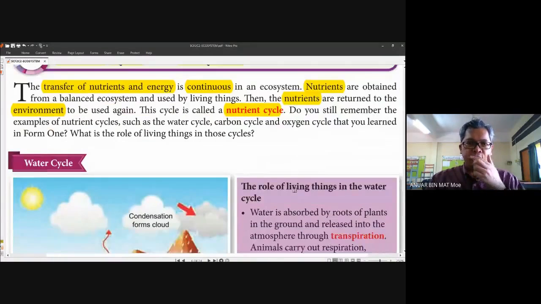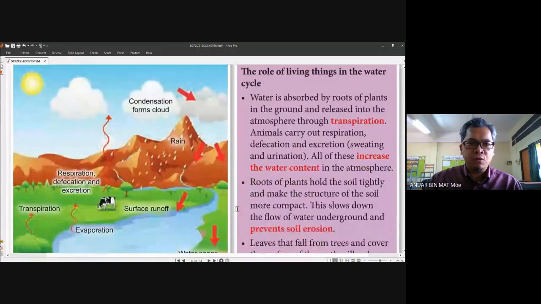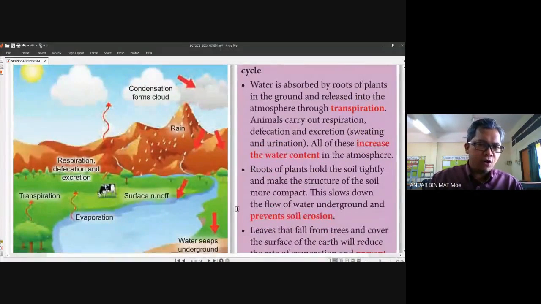Okay, so we go to the first cycle. We call it the water cycle. I think we already learned this in Form 1. We learn about Earth, right? We also learn about some of the water cycle here. All right? Can you understand this?